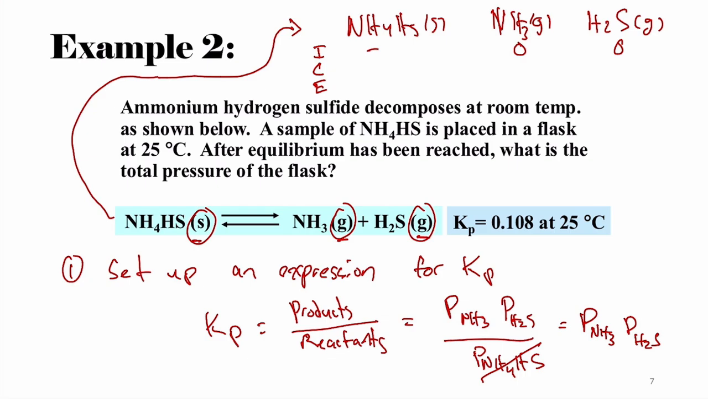And what do we use to represent that change? We can use some variable x, right? And then should it be plus x, or do we have to include any other coefficients there? No, because the stoichiometric coefficient for all of them is just 1, right? So we don't have to include plus 2x or anything. For every 1 molecule of ammonium hydrogen sulfide that decomposes, we create 1 molecule of ammonia gas and 1 molecule of hydrogen sulfide.